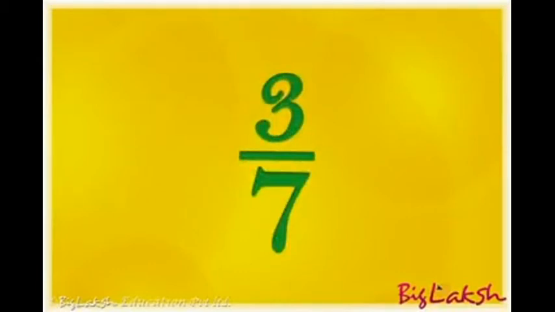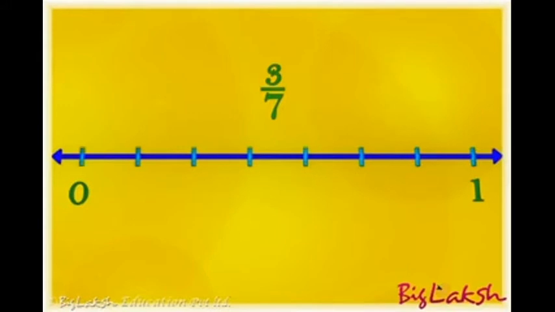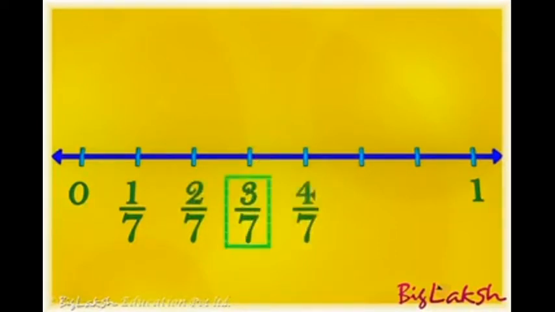Therefore, a fraction 3/7 represents 3 equal parts of 7. Now let us represent this fraction on a number line. Now, as explained above, divide the number line between 0 and 1 into 7 equal parts and mark these points as shown. Now, the third division represents 3/7 on the screen.